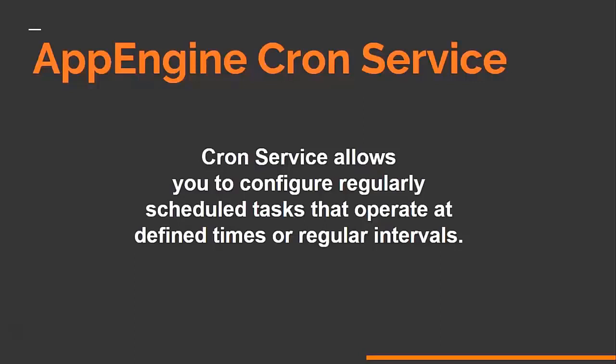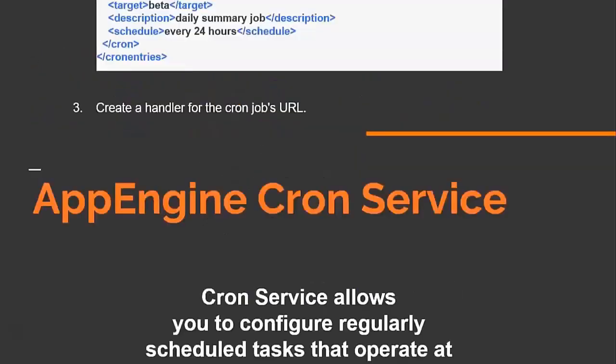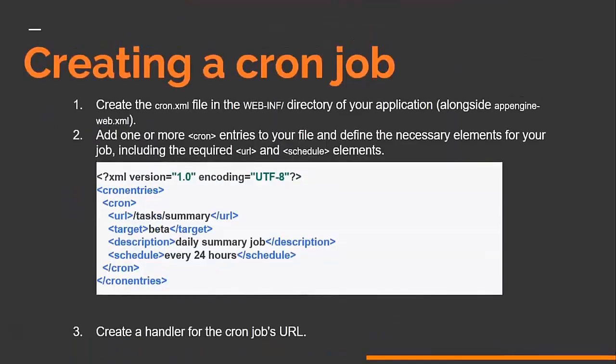A cron job involves a URL invoked using an HTTP GET request at any time of the day. The cron job request is subject to the same limits as those for push task queues. So how can you create your cron job? Create a cron.xml file in the WEB-INF directory, add one or more cron entries into the file, and define the necessary elements for your job, including the required URL and schedule elements.